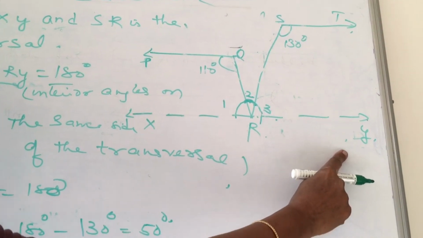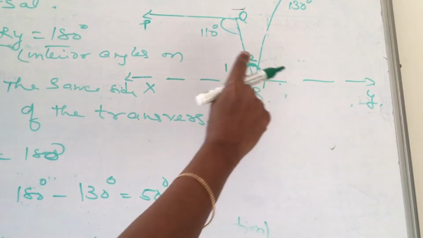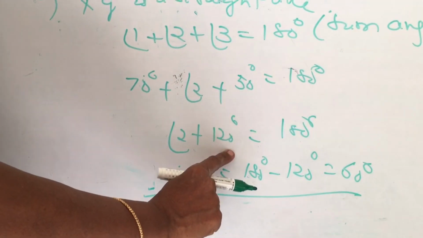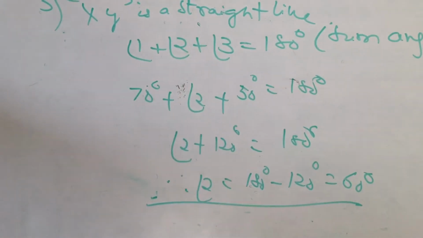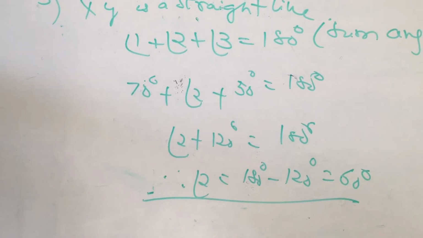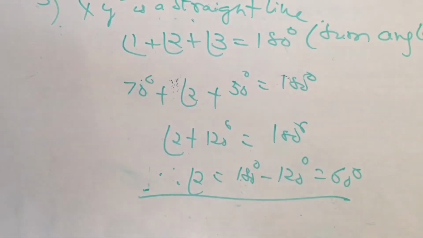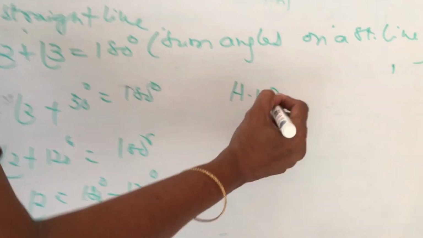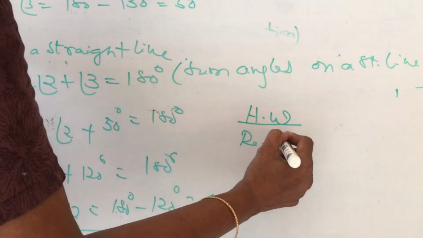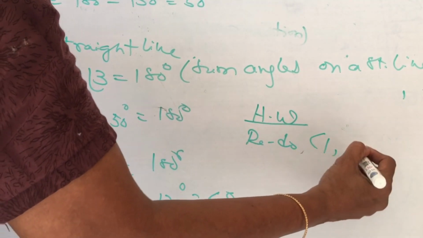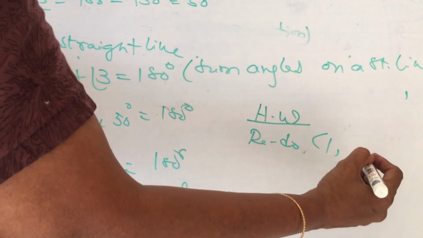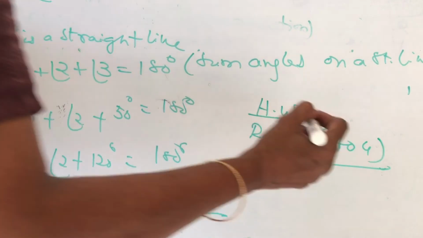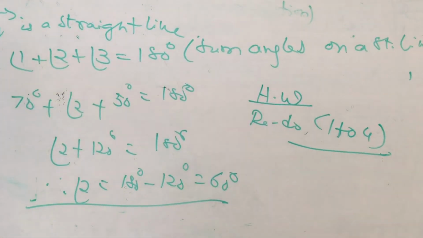XY is a straight line. The sum of angles on the straight line is 180 degrees. So angle 2 plus 120 degrees is 180. Angle 2 is equal to 60. Hope you followed, girls. Homework. Until you practice, you won't get it. Redo 1 to 4 sums, children. Practice only will make you perfect.